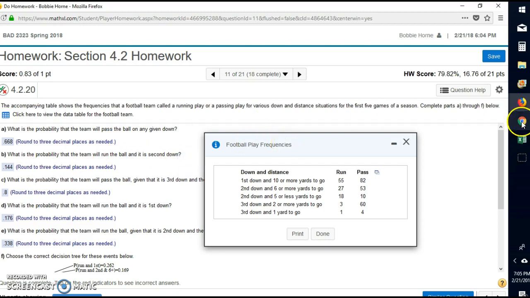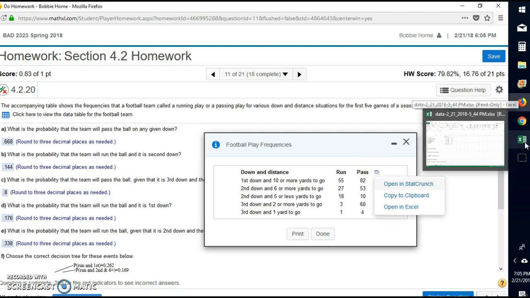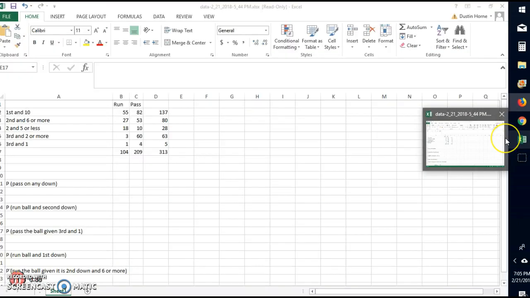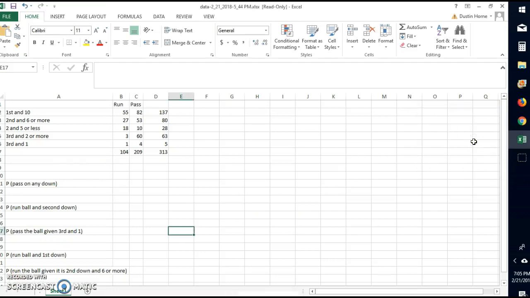So what I did was, you could open this in Excel. Actually, I think I made my own when I could have just opened it in Excel, so I made a little bit more work for myself. But anyway, here it is, the run, the pass. So this is the information given.